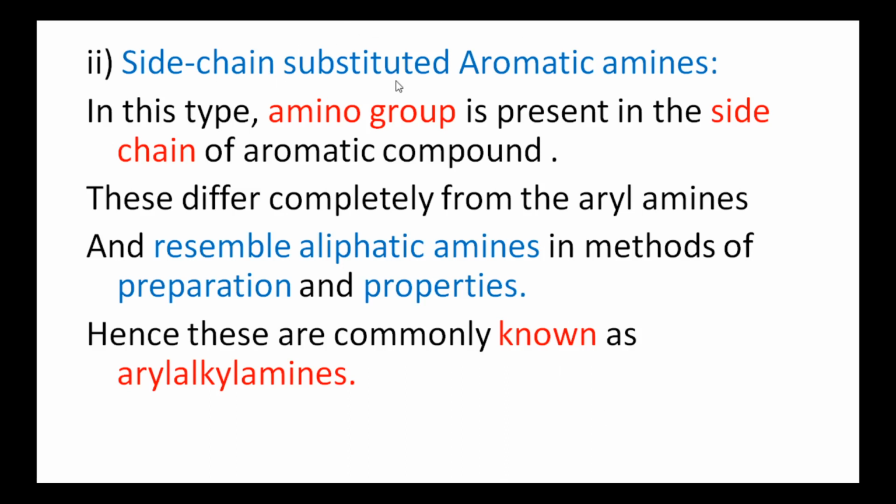In the second type of aromatic amines, the amino group is present in the side chain of the aromatic compound. So these differ completely from the aryl amines. Also, this second type of amines resembles aliphatic amines in their methods of preparation and properties. Hence the second type of amines are commonly known as aryl alkyl amines.